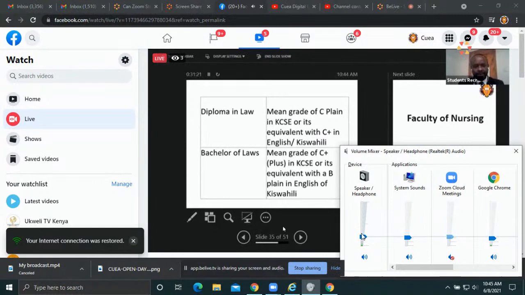We also have the Bachelor of Laws, where we take a minimum of a C plus in KCSE or its equivalent. For those who do the international curriculum, you are supposed to have at least year 13 grade, that is GCE, with a B plain in either English or Kiswahili. So if you want to study Bachelor of Laws, you must have a C plus and a B in English and Kiswahili.